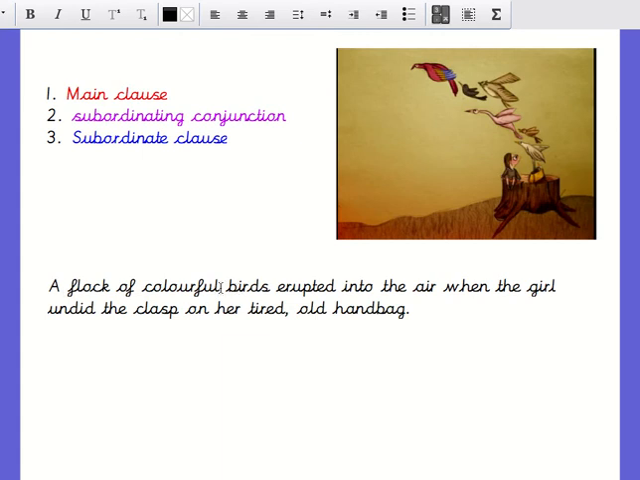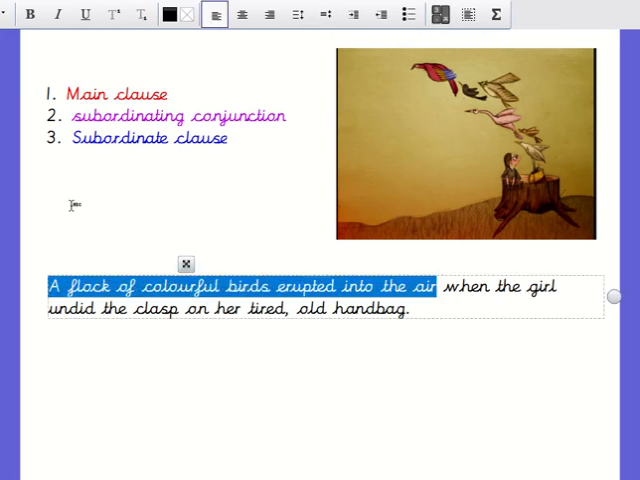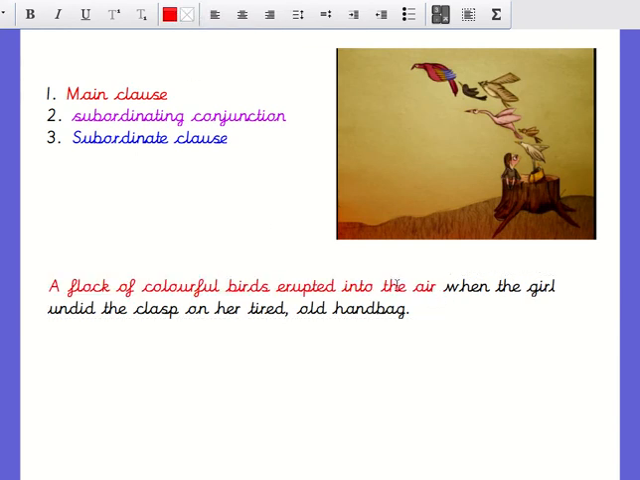A flock of colourful birds erupted into the air when the girl undid the clasp on her tired old handbag. Right, okay, so the verb I can spot, well, I've got erupted into the air. So each clause is just going to usually have about one verb. So a flock of colourful birds erupted into the air. That's one thing, that's the main thing that's going on here. So let's make that red because that's our main clause. That's the first piece of information and it's the main piece of information here.